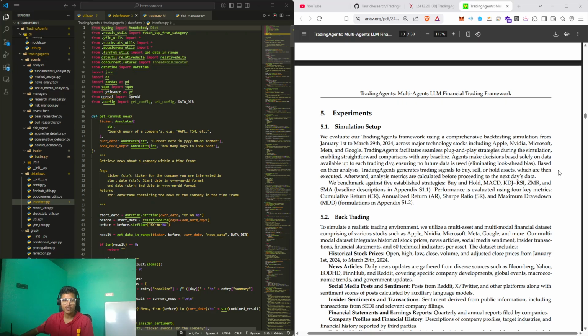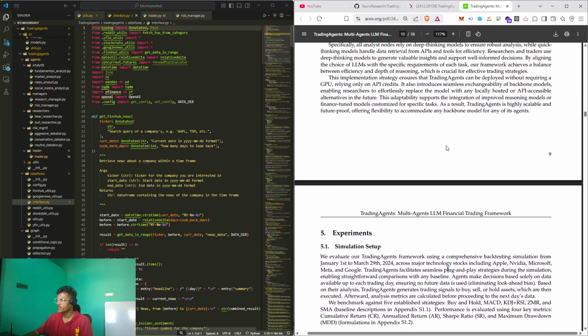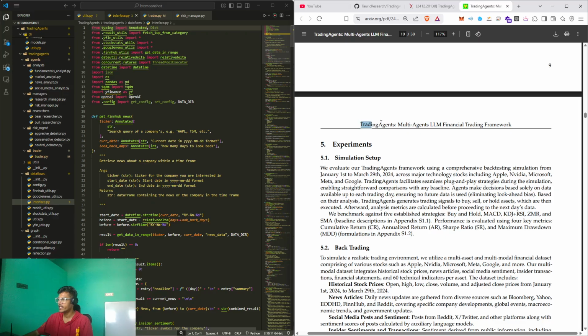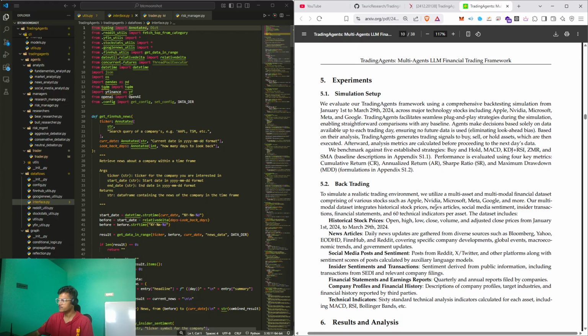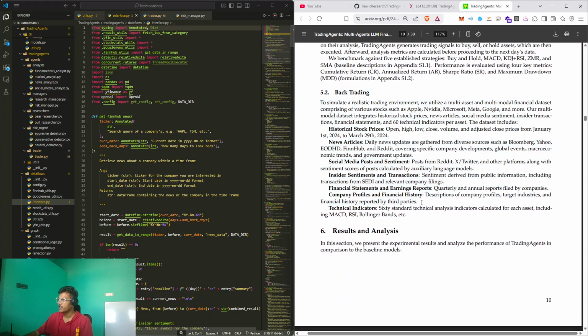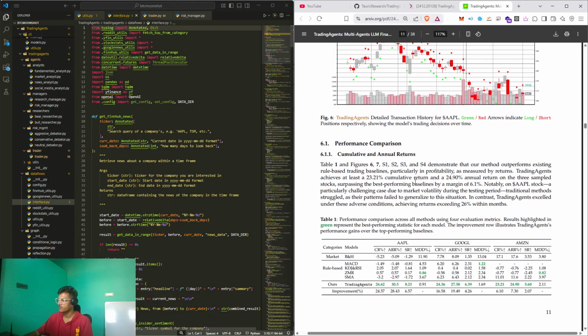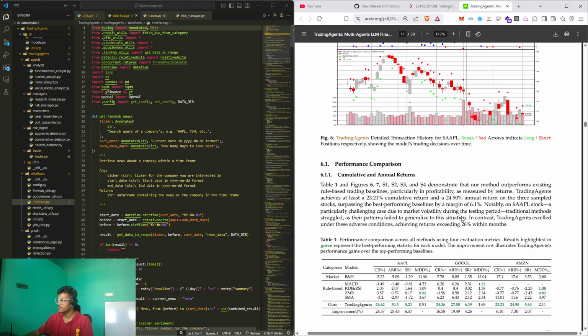And in this video, we're going to be continuing our reading session on the TradingAgents multi-agent LLM financial trading framework. All right, so let's continue with the experiments and look at how they ran the experiment, the backtesting, the results and analysis, performance comparison, and all this stuff.